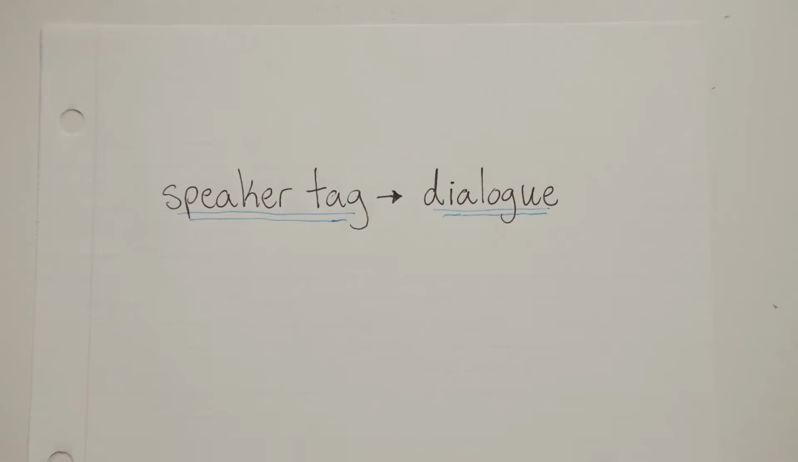Not always, but usually. Anyway, in today's video, we're just going to be talking about how to write lines of dialogue when the speaker tag comes before the spoken material. So like at the beginning of the sentence. Let's take a look at an example without any quotation marks or other stuff in there yet.